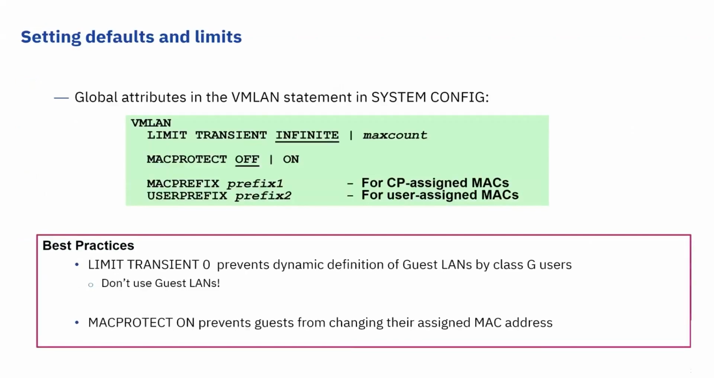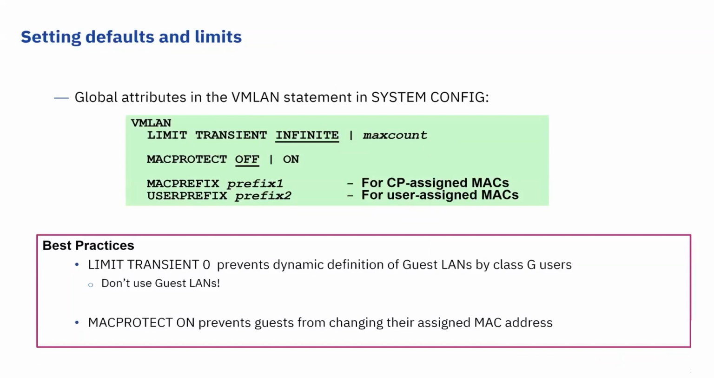So one of the places we start our configuration exercise is in the system config file. There's a VLAN statement, and it has something for best practices there. What I want to do, first of all, is set limit transient 0. The default is infinite. The point is that if I set it to 0, class G virtual machines cannot create guest LANs. A class G virtual machine with the default configuration can create its own guest LAN. It can also invite its friends to connect to it. Nothing will stop them.